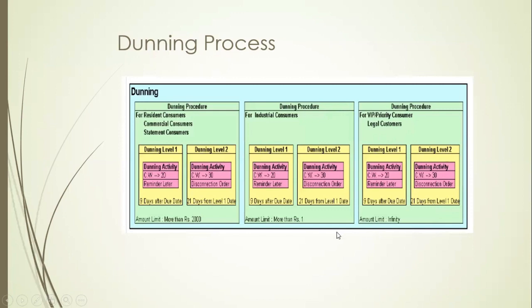So disconnection order may get generated, but will go through the legal actions. Okay. Here in this case, disconnection will be applied even if ₹1 is pending. And in the customer domestic case, it is maximum up to 2,000 that will wait, and then we'll proceed with the disconnection like that.